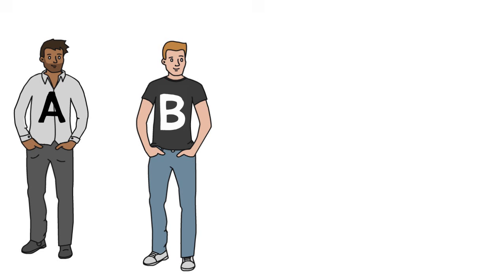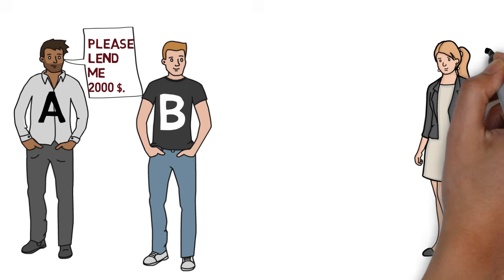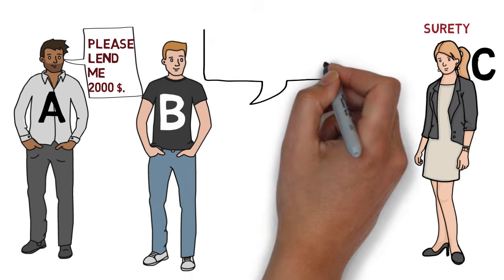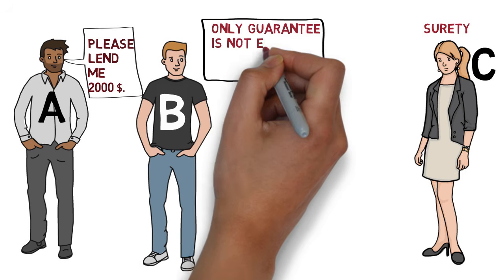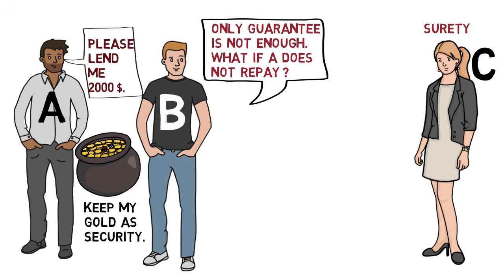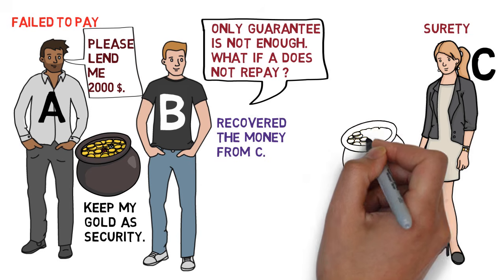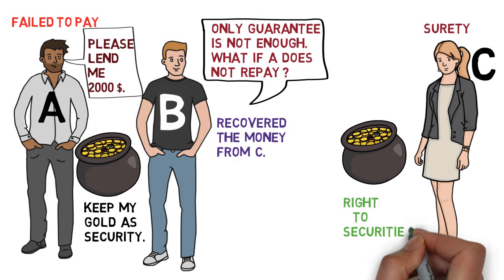A goes to B and asks for a loan of $2,000, for which C is the surety, but B says only guarantee is not enough. What will I do if A does not repay? A gives his gold as security and B gives the loan. When A failed to pay the amount, B recovered the amount from C, who is the surety. After C has paid the debt, he can take the gold from B. This is known as the right to securities.